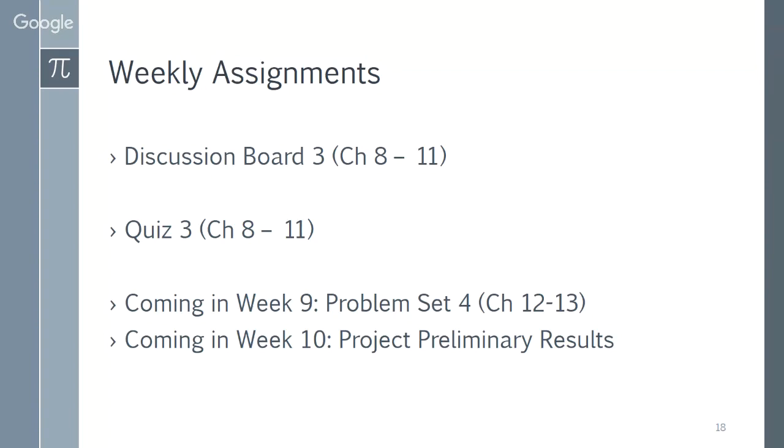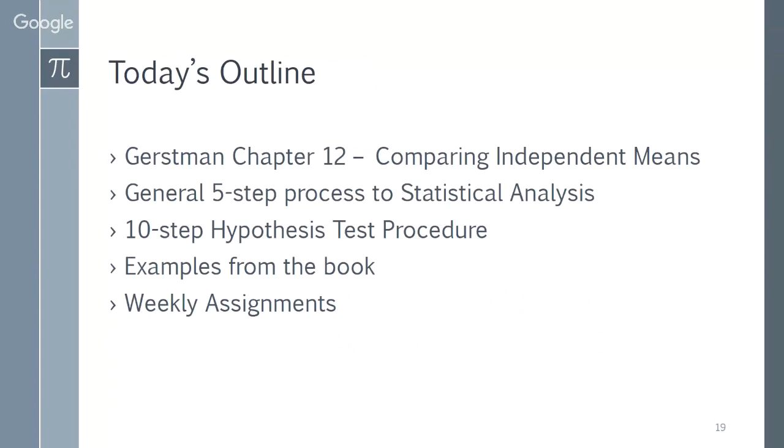So again, this week we have a quiz that's on the material that we saw in the last couple of weeks. Next week we have a problem set covering the material we saw this week. So again, just to review what we talked about today, we talked about Gerstmann's chapter 12, comparing independent means. Now, there is one thing in the book that I didn't talk about, which is an equal variance procedure, or pooled variance. Now, some of you might have seen this before in your previous statistics classes. If you took 2117, we talk about pooled variance too.